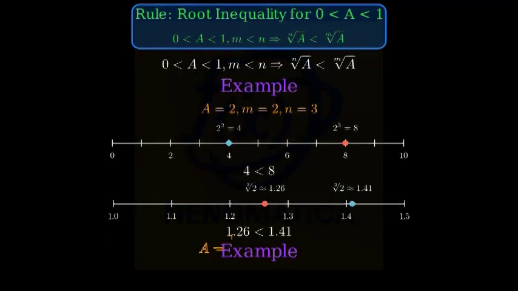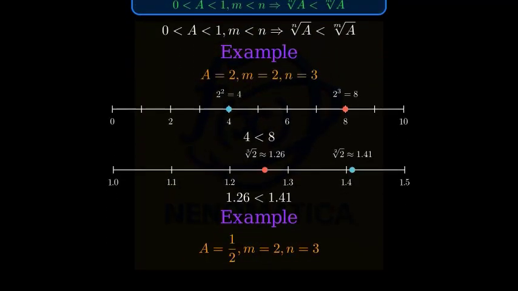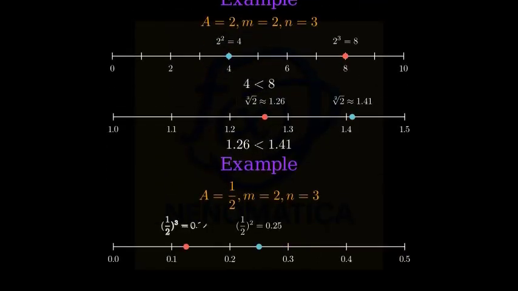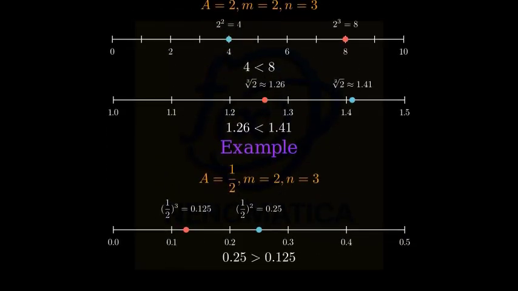Now, let's examine a case where a is between 0 and 1. Example, consider a equals 1/2, m equals 2, and n equals 3. Since a is between 0 and 1, a raised to m is greater than a raised to n. Let's calculate. 1/2 squared equals 1/4 or 0.25, and 1/2 cubed equals 1/8 or 0.125. Indeed, 0.25 is greater than 0.125, confirming our third property.